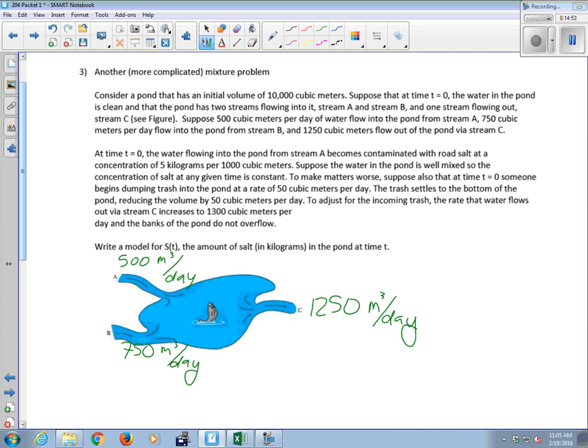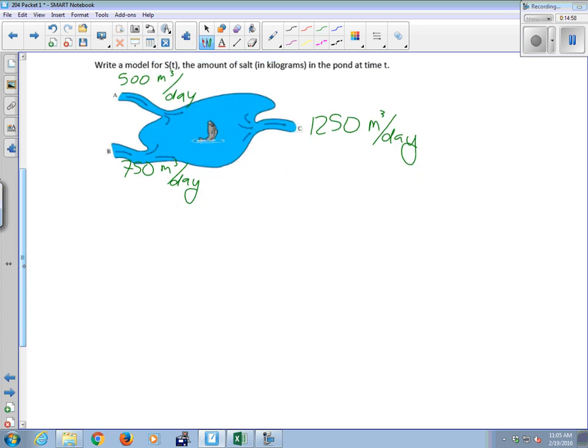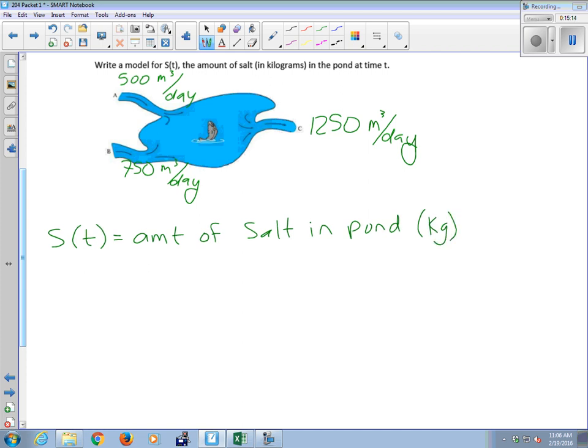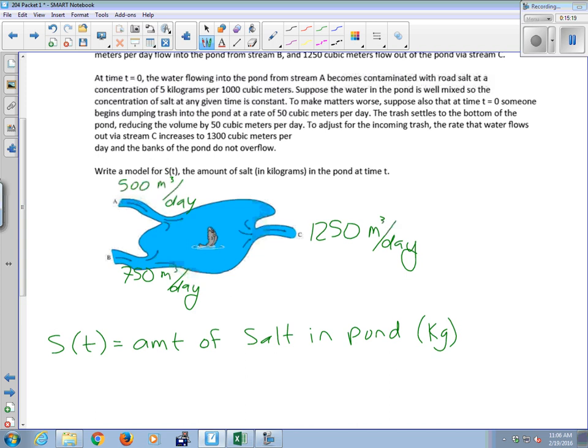So I would like to write a model for S of t, the amount of salt in the pond at time t. So S of t is the amount of salt in the pond, and we're going to measure that in kilograms, because that's how they're measuring salt here.